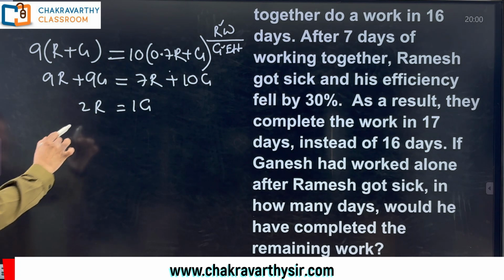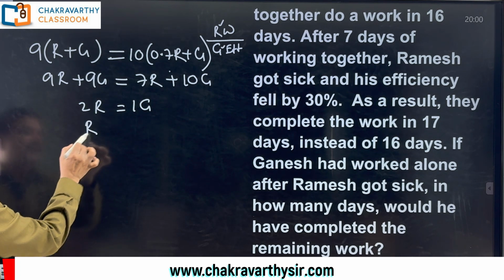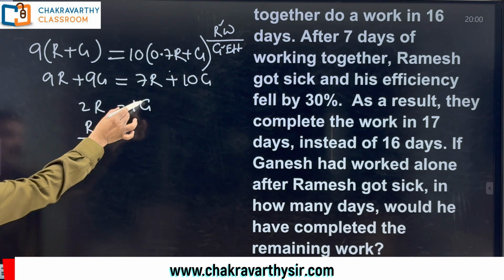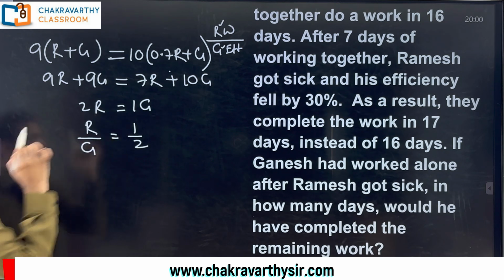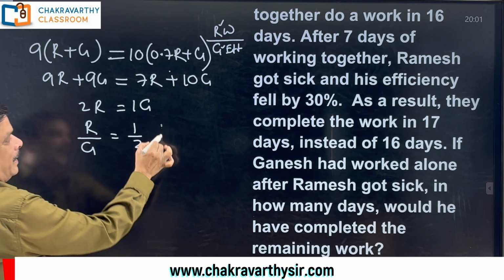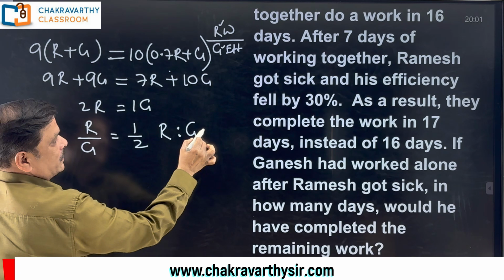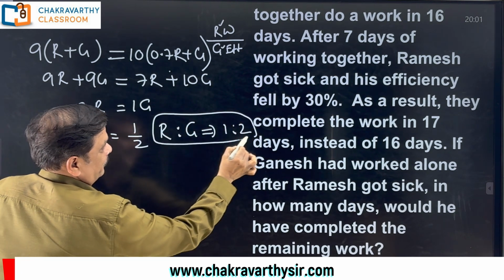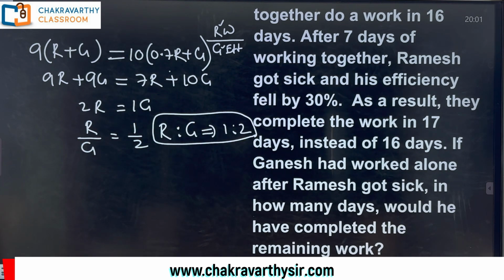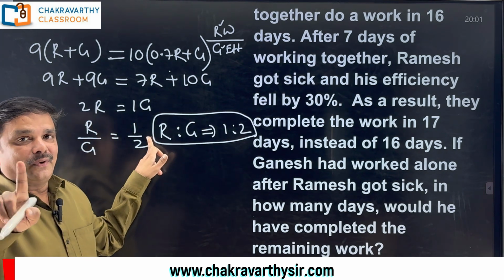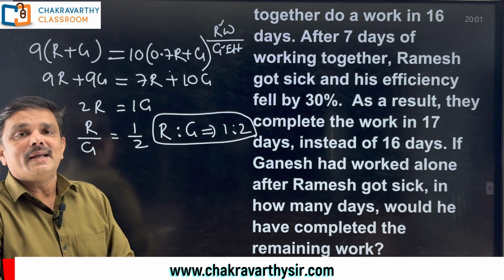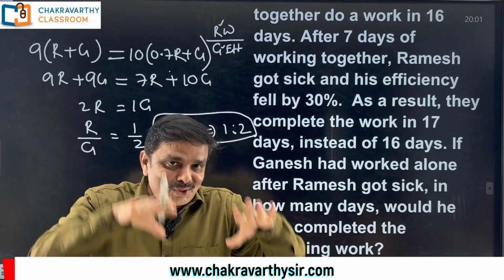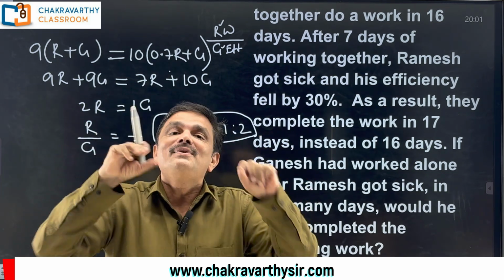Alright, so now as far as the capacity is concerned, Ramesh by Ganesh, not capacity, sorry, efficiency is concerned, Ramesh by Ganesh is equal to 1 by 2. Or Ramesh is to Ganesh's efficiency is 1 is to 2. This is what I need. 1 is to 2. So here Ramesh's efficiency is, for example, 1 unit per day. Then Ganesh's efficiency is 2 units per day. This is their individual efficiency here.